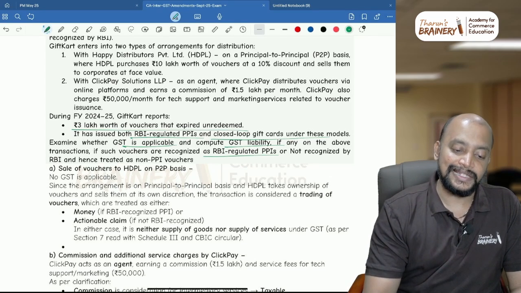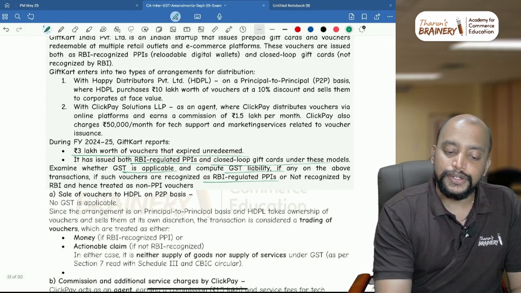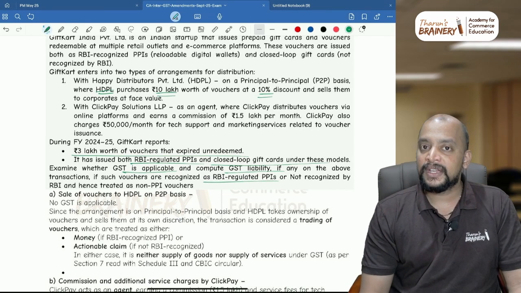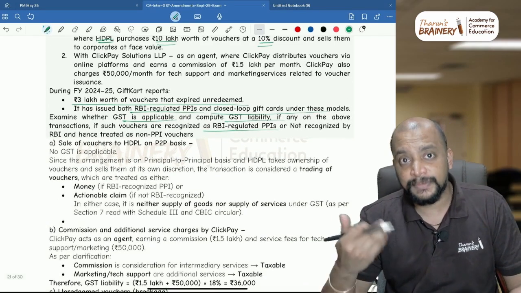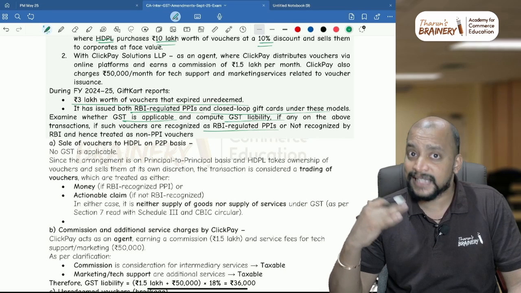Suppose the first case, sale of vouchers to HDPL, how much? 10 lakhs at a discount of 10%. So there is no GST because these vouchers, if recognized by RBI, are money, and if not recognized by RBI, then it is an actionable claim.